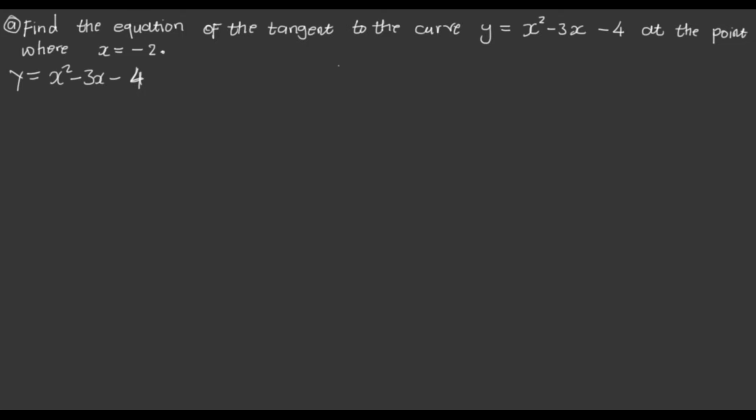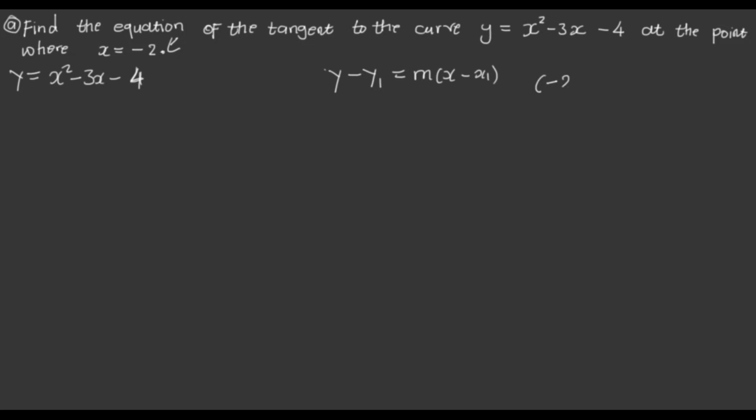We said the equation of the tangent can be found by using the formula y minus y1 equals gradient, open brackets, x minus x1. So as we can see, we need a point. Now from the point we can see that we have been given the x coordinate.